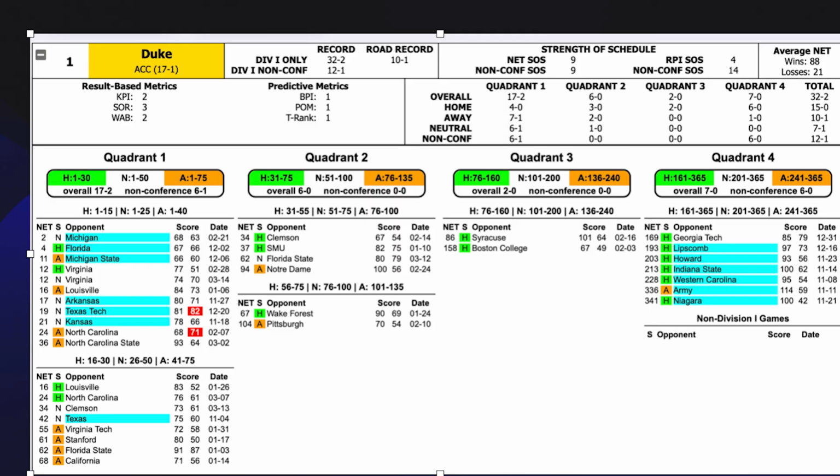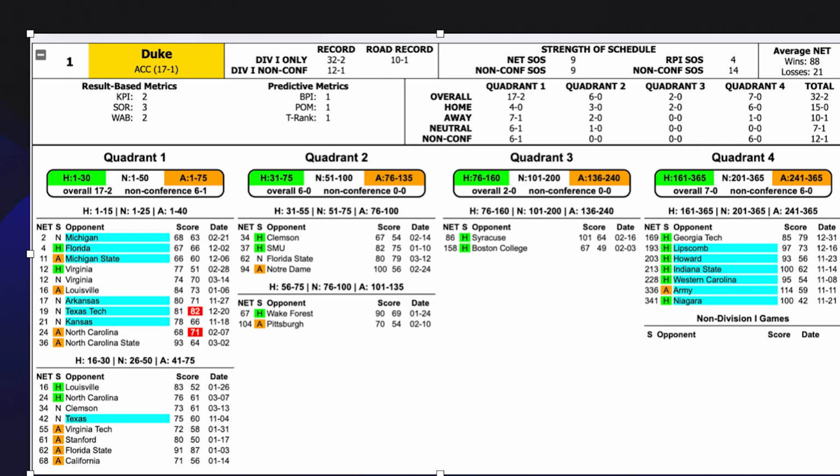Okay, so here's Duke's team sheet, right? It gives you everything you need to know about Duke. If you look on the bottom left, it shows all their quadrant 1 wins. And if you look closely, Duke this year was 17-2 in quad 1 games. So what is a quadrant 1 game? That means if it was home, it was against a team ranked 1 through 30. If the game was played at a neutral site, the opponent was ranked 1 through 50. And if it was a road game, a quad 1 win would be against teams ranked 1 through 75.